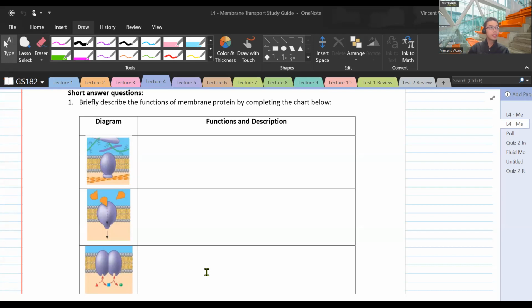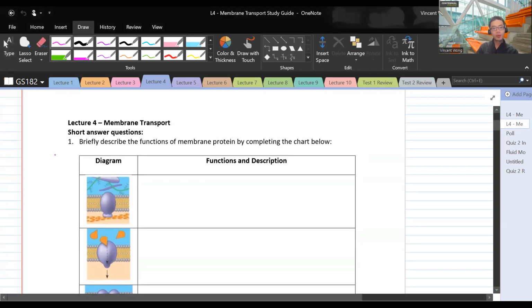Hello. We will be doing lecture 4 today, which is about membrane transport. So basically things getting in and out of the cell. And I think we're gonna have a little bit of time at the end to talk about your lab as well, which is going to take place next week. So when more people come in, we'll talk about that. But first, let's go through the membrane transport study guide here.